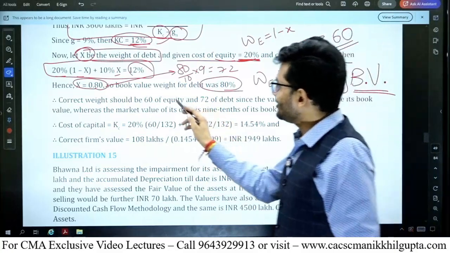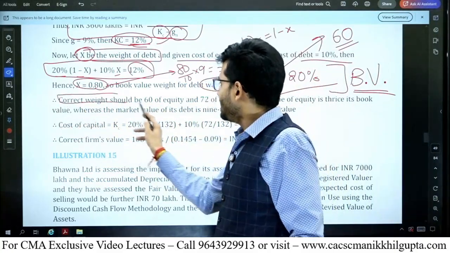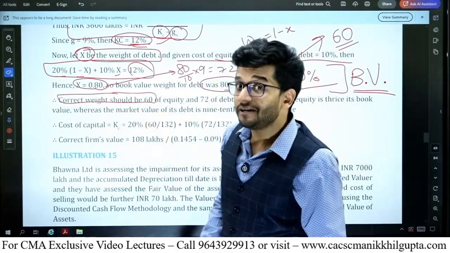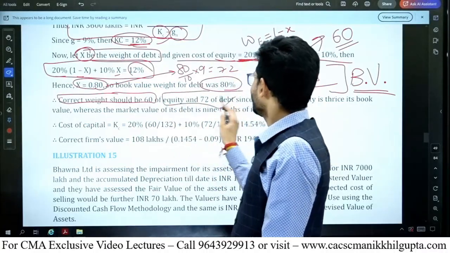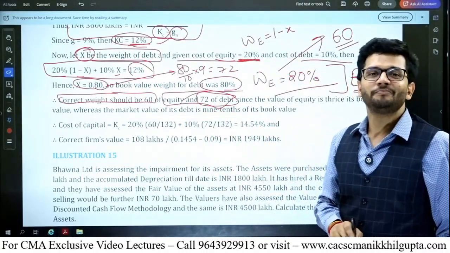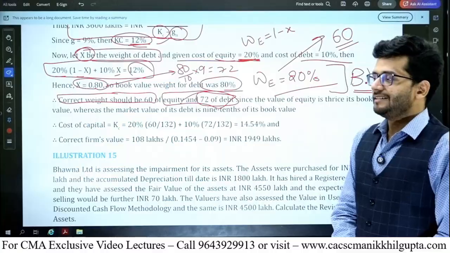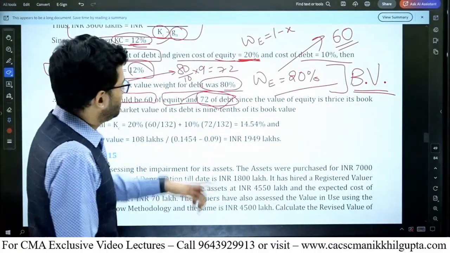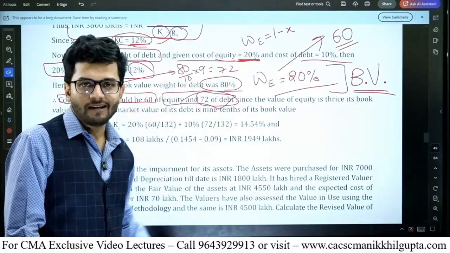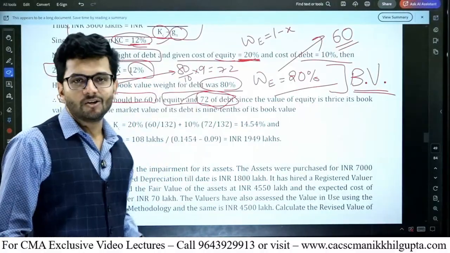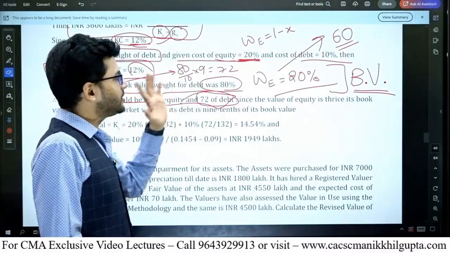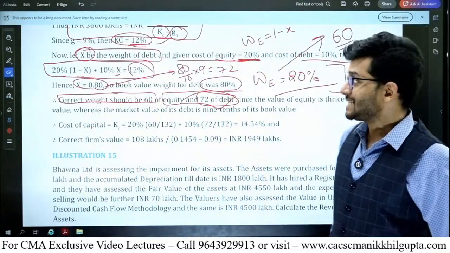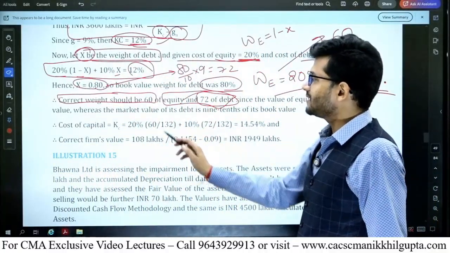Got it? So the correct weight of equity is 60. Correct weight of debt is 72. That's how you calculate the debt and equity weight based on market values. So 72 is the market value of debt and 60 is the market value of equity. 60 to 72 is the ratio now. Yes, 60 plus 72 is 132.